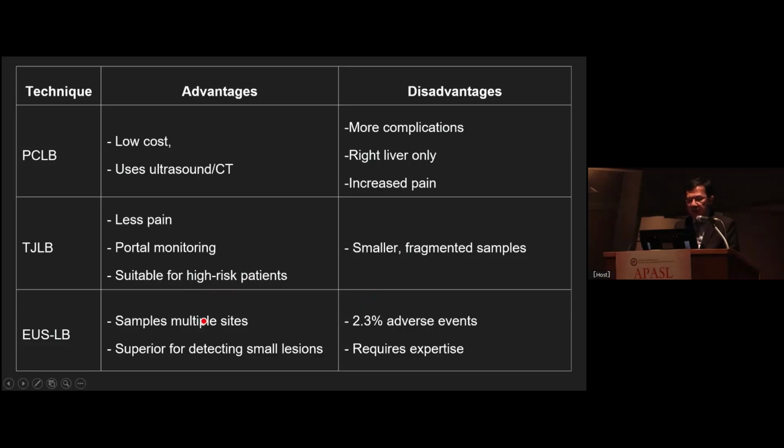For EUS guided liver biopsy, the advantage is that we can perform and sample from multiple sites, from the left lobe, from the right lobe, from whatever segment, and it's superior for identifying small lesions, which would be more difficult to find from percutaneous ultrasound. However, it also has adverse events, but more importantly, it requires expertise, and you must have an experienced endosonographer in your center.